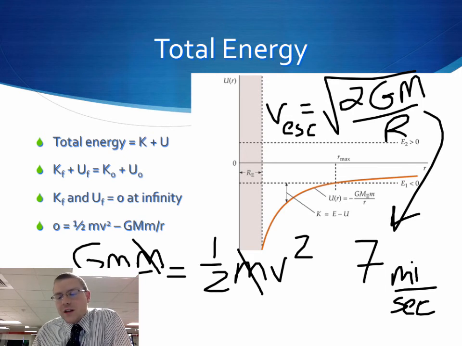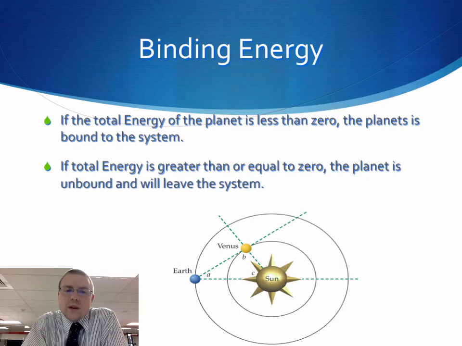5 miles a second was how fast you had to go to orbit the planet, but 7 miles a second is how fast you have to go to actually leave it. So it's only 2 more miles per second, which now means 28 laps around the track every single second. Pretty fast. So it brings us back to one last point here, the binding energy.